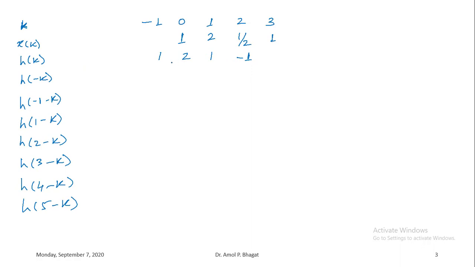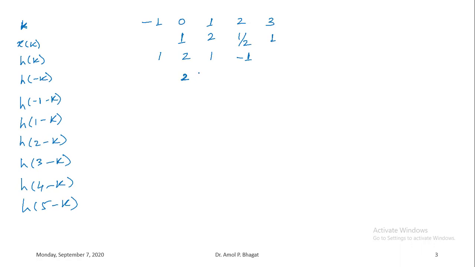Next, you have to obtain h of minus k. When you are substituting n equals 0 here, you will get h of minus k. How will it be obtained? Simply you will fold this h of k about the origin. In h of k at the origin the sample 2 is there, so this 2 will be as it is.